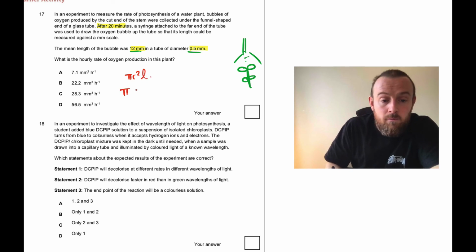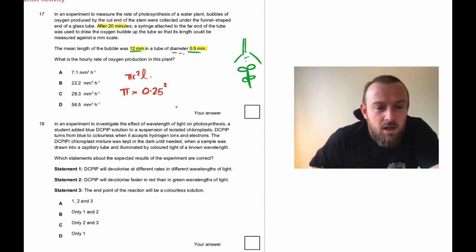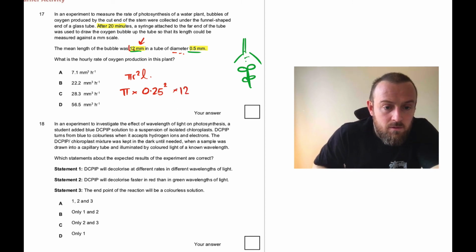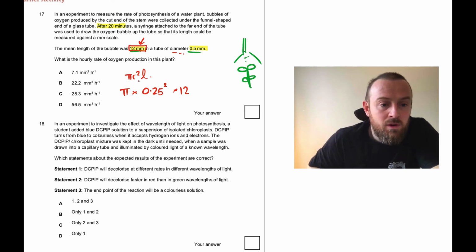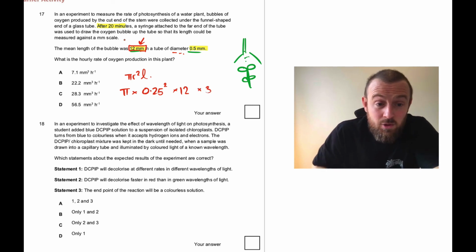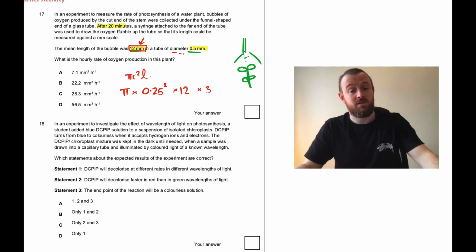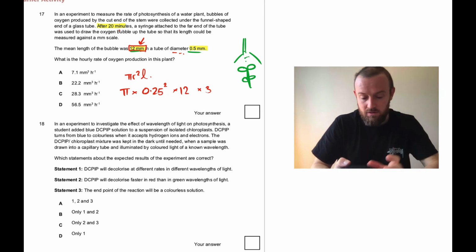So pi times r. The r is not 0.5 because that's the diameter, so it's 0.25 squared times 12 is the millimetres, but we want this per hour, so what would it be if it was per hour? This is 20 minutes, so we want to times it by 3, because 20 minutes times 3 is an hour, so we have to times it by 3. Okay, so let's do that.